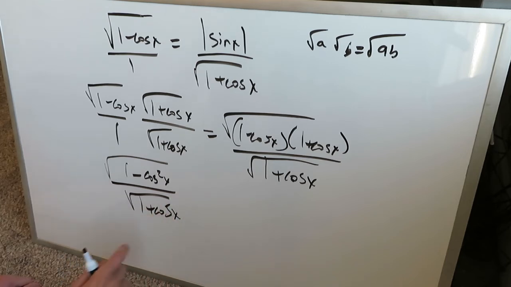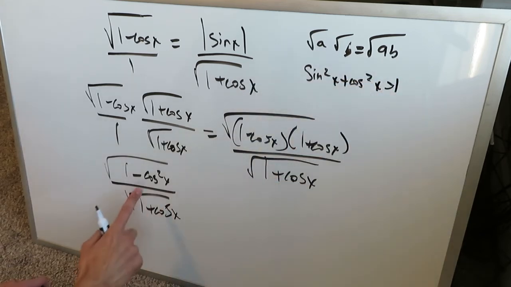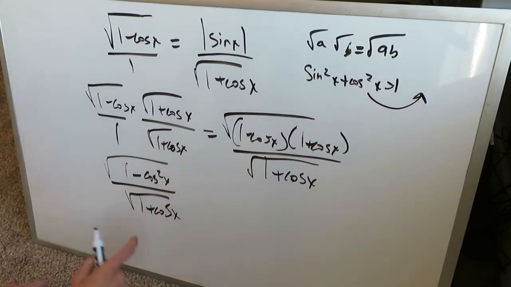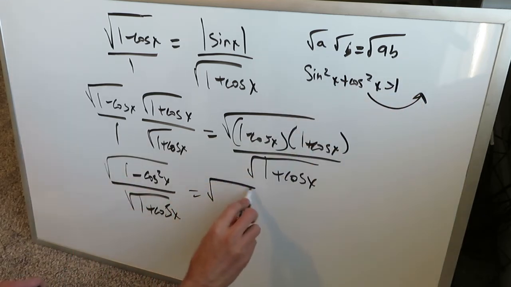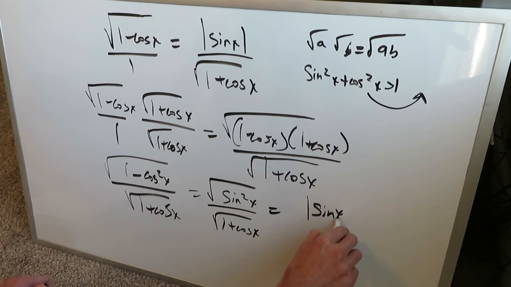Think back to the very basic Pythagorean identity: sine square x plus cosine square x is equal to 1. If you solve for sine square x, you take cosine square x to the other side, right? And that's exactly what you have over here. It substitutes for sine square x over 1 plus cosine x. When you take the square root of sine square x, you're basically just going to get the absolute value of sine x over 1 plus cosine x, and your question will be done.